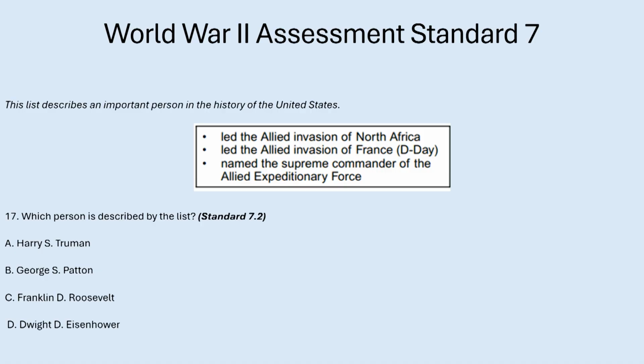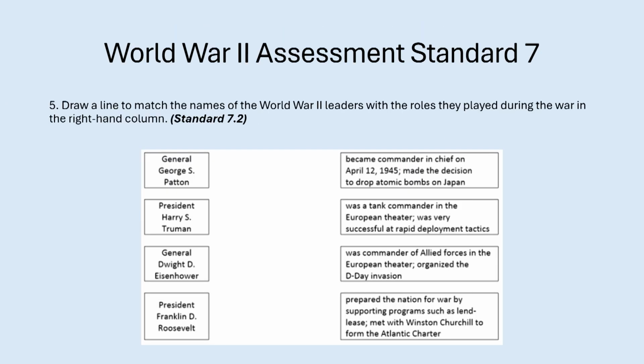This list describes an important person in the history of the United States. Led the Allied invasion of North Africa, led the invasion of France, named the Supreme Allied Commander of the Allied Expeditionary Force. Which person is described in this list? Once again, straight from your fact list, best answer. He also becomes President of the United States of America in 1952, and it is Dwight David Eisenhower, General Dwight David Eisenhower.